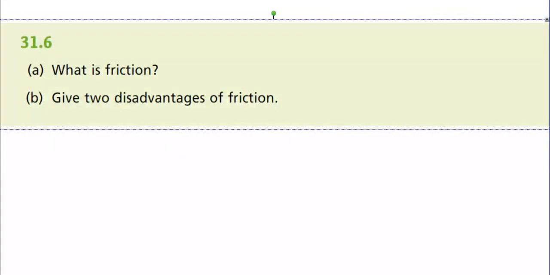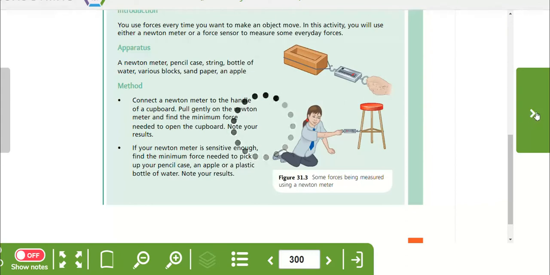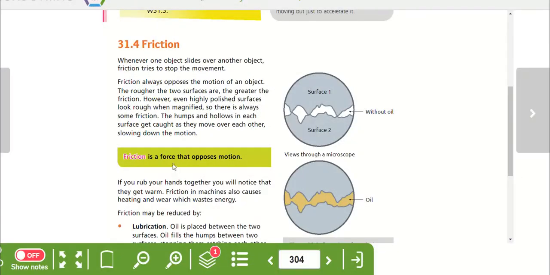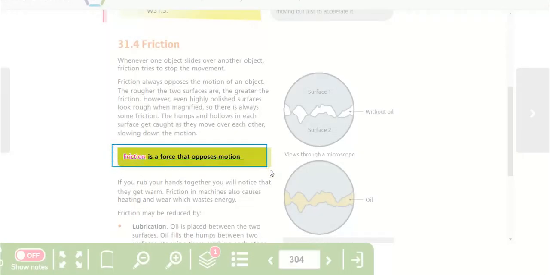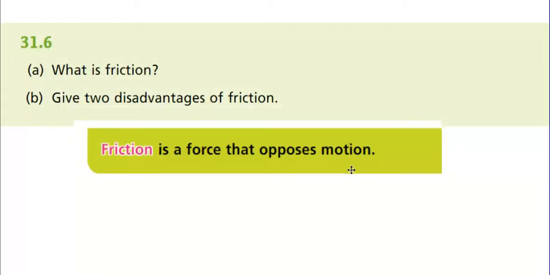Okay. 31.6. What is friction? Give two disadvantages of friction. Well, let's have a quick look through the book here and see what friction is. There's usually a good definition of it somewhere here. Okay, so what is friction? Friction is a force that opposes motion. Basically, when one object slides over another object, the friction tries to stop the movement. Friction always opposes the motion of the object. The rougher the two surfaces are, the greater the friction. So your answer there could be: friction is a force that opposes motion. There is your answer to part A.